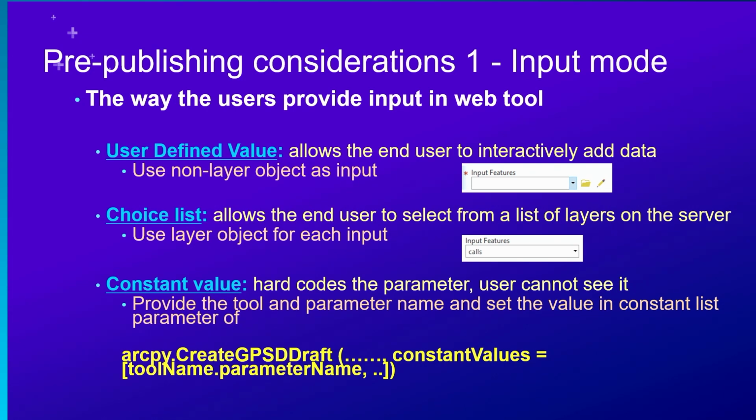And the second workflow is if the input data type is not supported on the server, such as a workspace, like a folder is a workspace. During publishing, you don't need to do anything. Our algorithm will convert your parameter to a constant, and then behind the scenes in the web tool, it uses the default value you used when running the tool. All right, so that concludes the input mode.